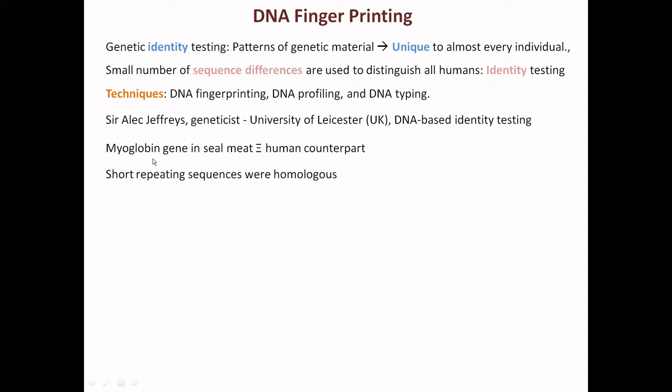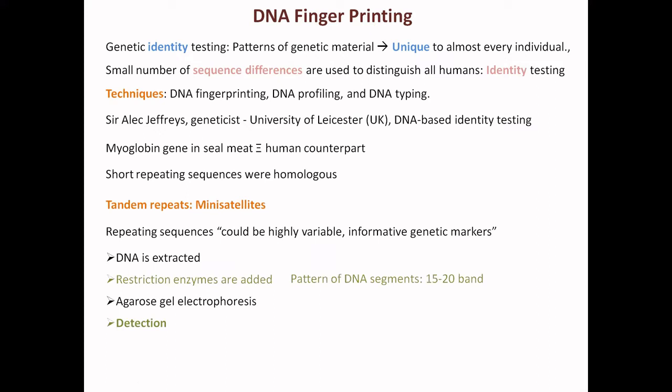He was working on the myoglobin gene in the seal that is homologous to the human counterpart. And he found short repeating sequences which are homologous in nature. These tandem repeats are called minisatellites. Repeating sequences could be highly variable and informative genetic markers. So these tandem repeats, or minisatellites, are highly variable, or polymorphic. They provide uniqueness to individuals, and thus it is an informative genetic marker.